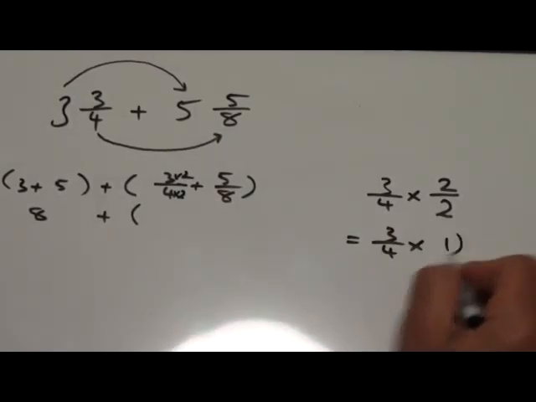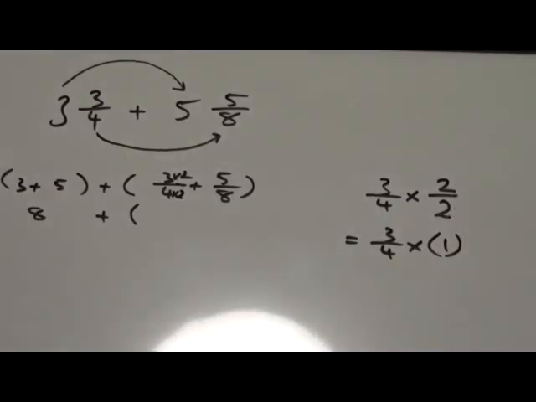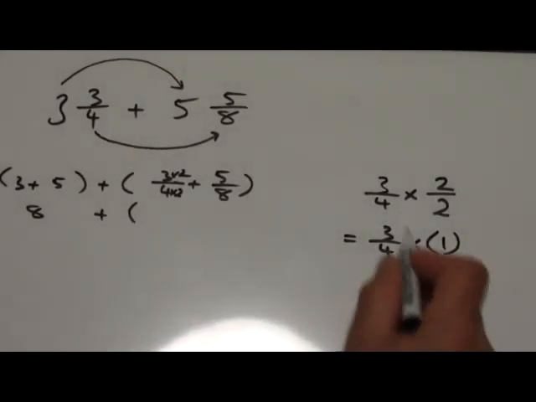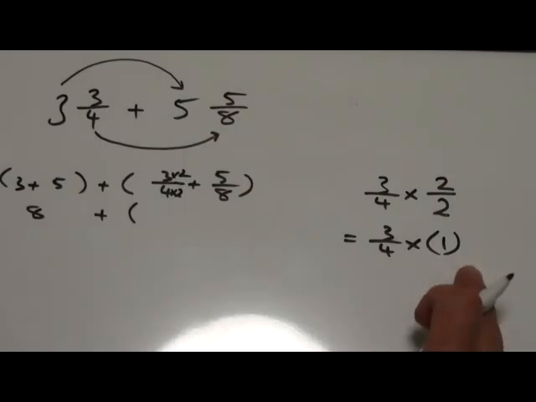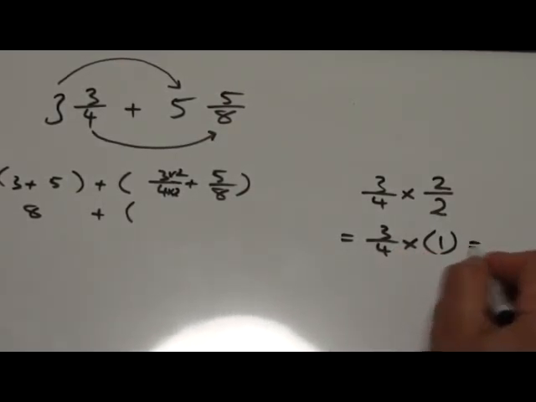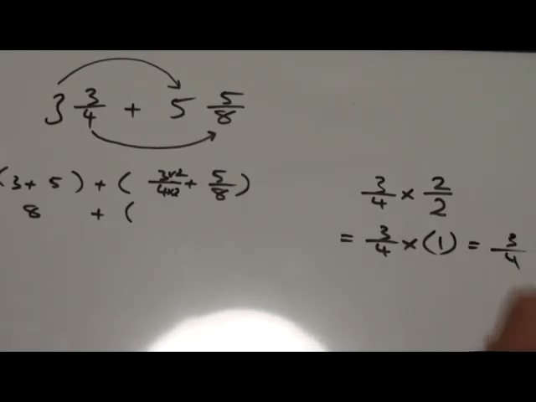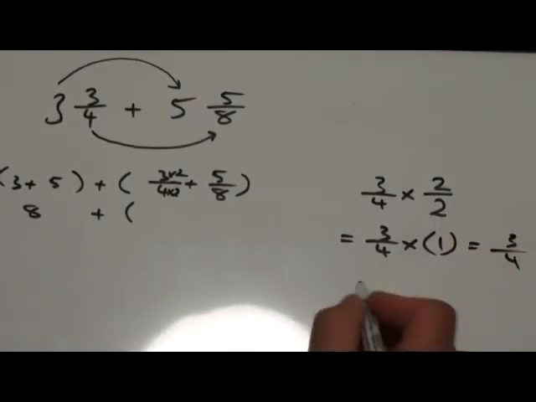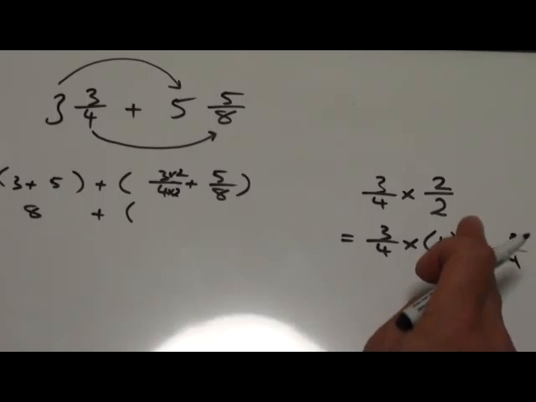And when you multiply top and bottom by 2, I'm multiplying the 3/4 really by 1, aren't I? Because 2 over 2 is 1. And if you multiply anything by 1, you haven't changed its value. That's still 3/4 times 1, which is, of course, still 3/4. So why do we do it this way? It's because really I don't want to multiply by 1.